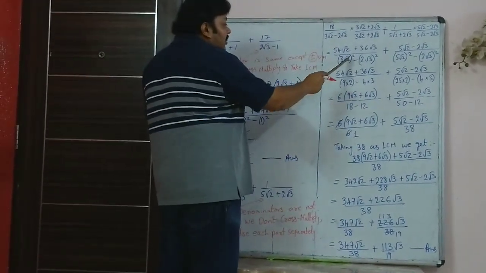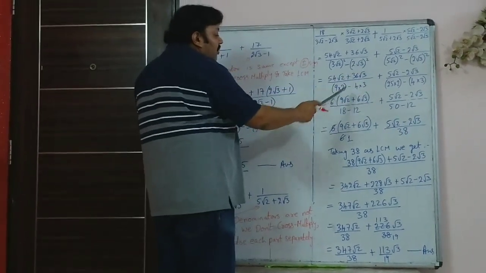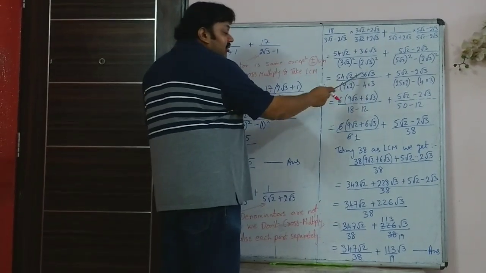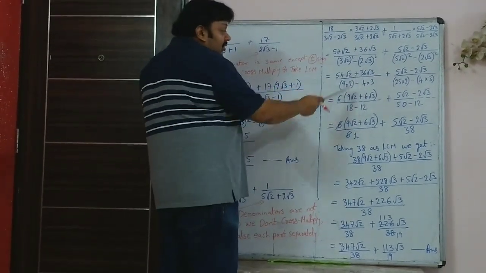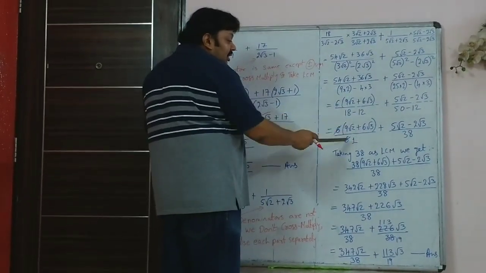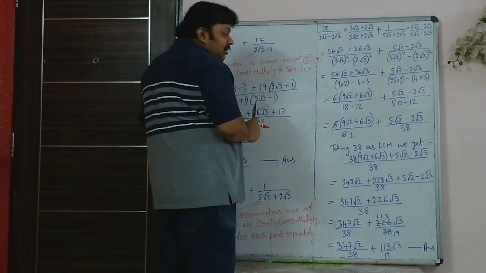So a squared is 9 into 2, 18, and b squared is 4 into 3, 12. So in the numerator, both the terms are multiples of 6, so I can take 6 common out. The denominator is 18 minus 12, that is 6. After I take 6 common out, only then can I cancel it.